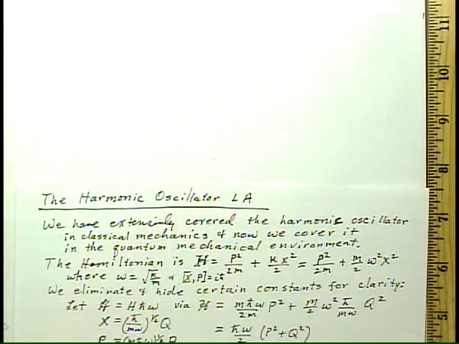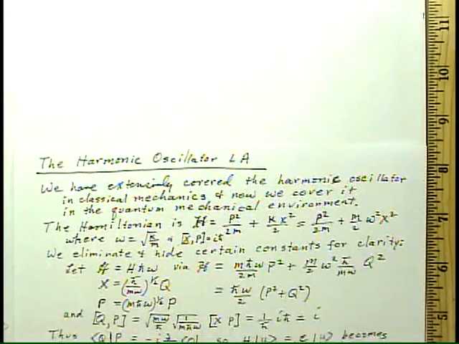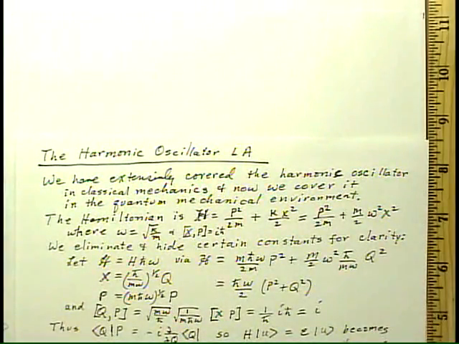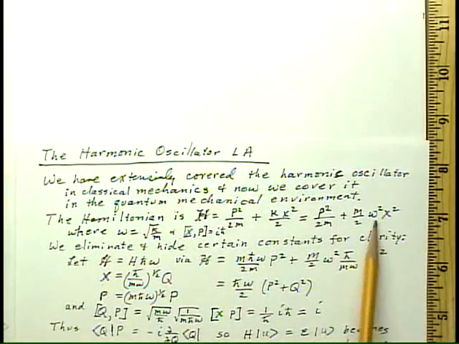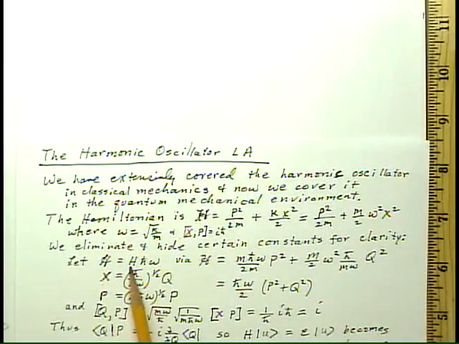We want to eliminate some of these constants and hide them to end up with a more symmetrical problem that will be easier to work with. This way we just don't have to drag as many constants around. So with this definition of omega, and omega appearing right here in the Hamiltonian, we're going to rewrite script H as a regular capital H times h bar omega. And that's going to give us script H is equal to this expression right here.